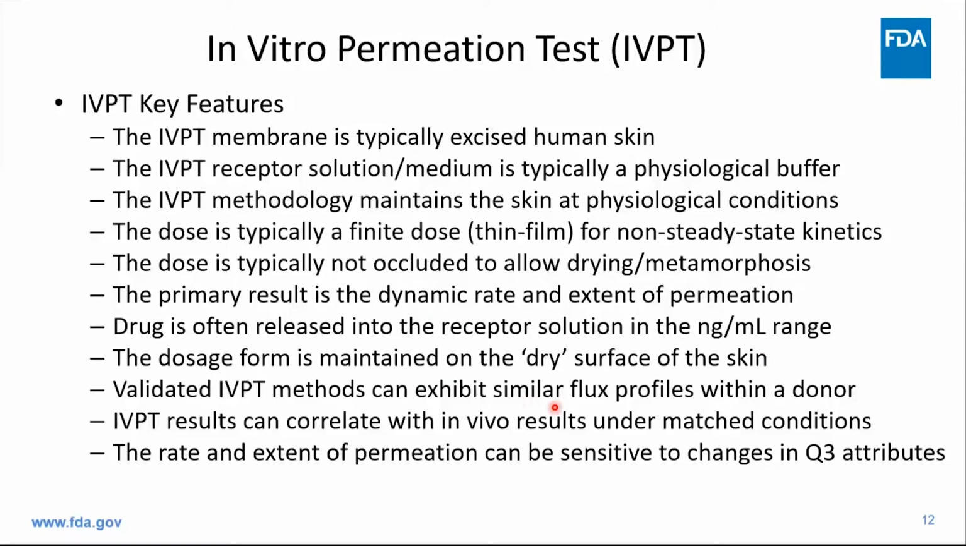IVPT methods can exhibit very similar flux profiles within a donor. So within a donor, you can really make comparisons and have comparable flux profiles. IVPT results, as we'll talk about, can correlate with in vivo results when there are harmonized in vitro and in vivo study designs. And this rate and extent of permeation can be quite sensitive to changes in the physical, chemical, and structural or Q3 attributes of the skin.